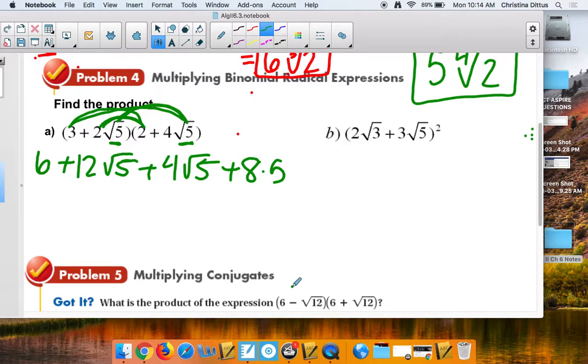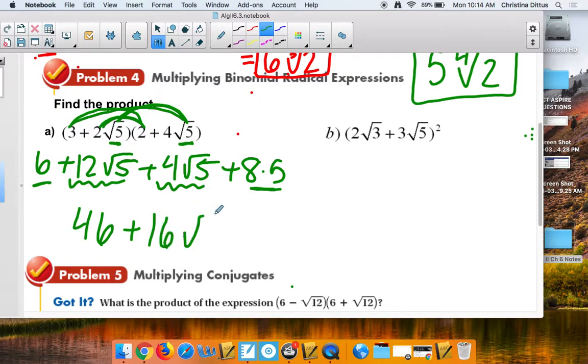Okay. Now simplifying. How about 8 times 5? Plus 6. 46. Plus 12 square roots of 5 plus 4 square roots of 5. 16 square root of 5. Good. Can I combine these two numbers? No, I am all done.